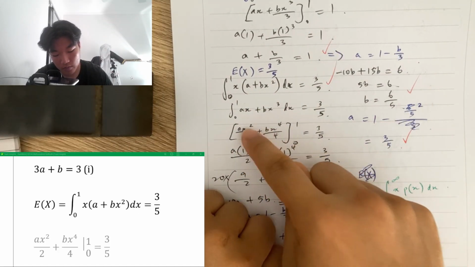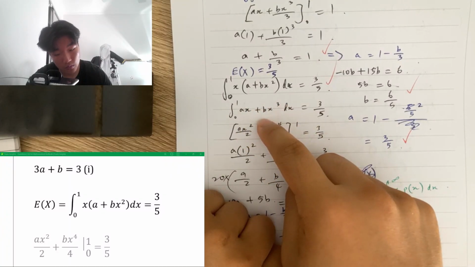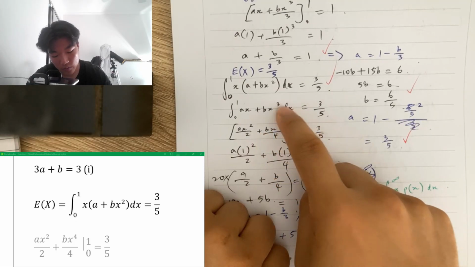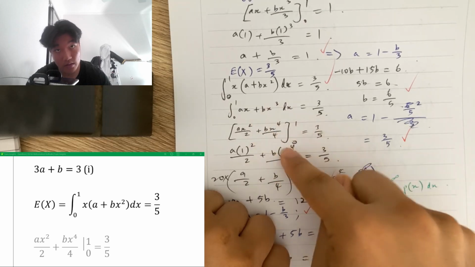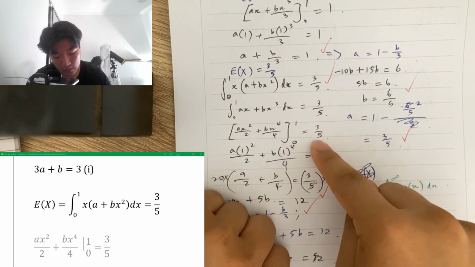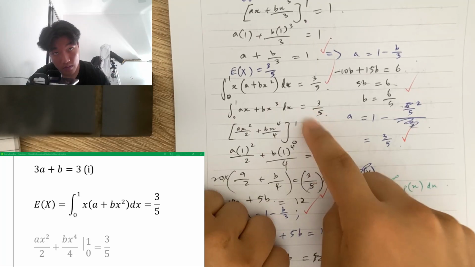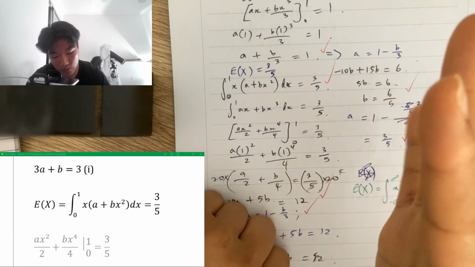Then when we integrate it, we add 1 to the power, so ax squared, and then we divide by 2. So ax squared over 2. And same thing here: we add 1 to the power, it's x to the power 4, but then we divide by 4. We get this, and this equals 3 over 5. Again, we're solving in the same bounds, so the 0 we can kind of omit. We can kind of ignore in this case.